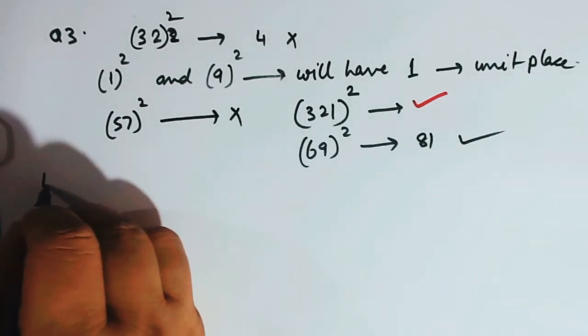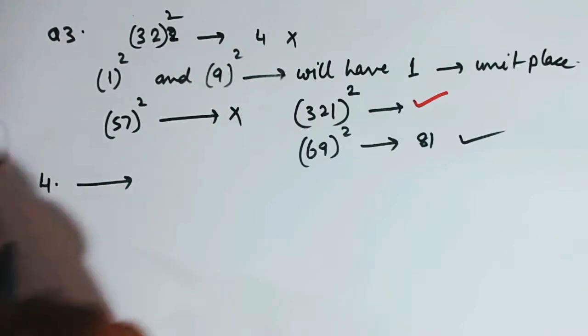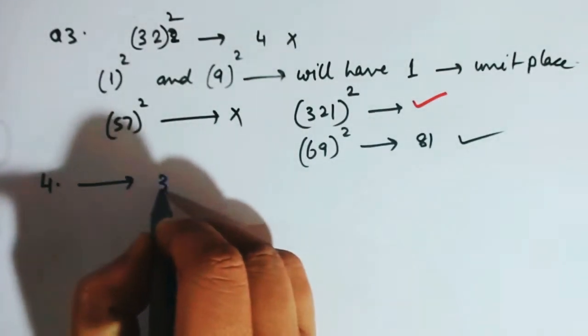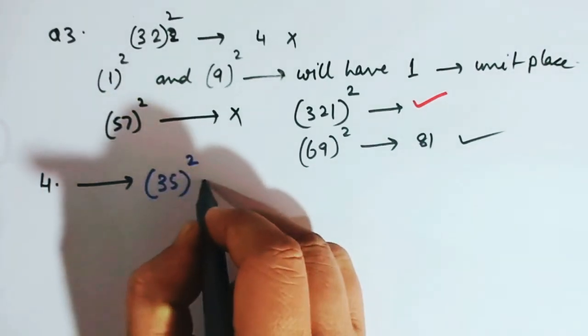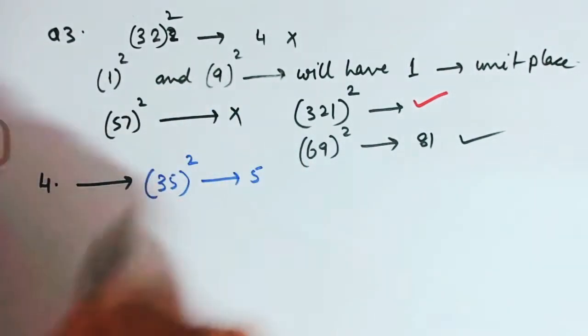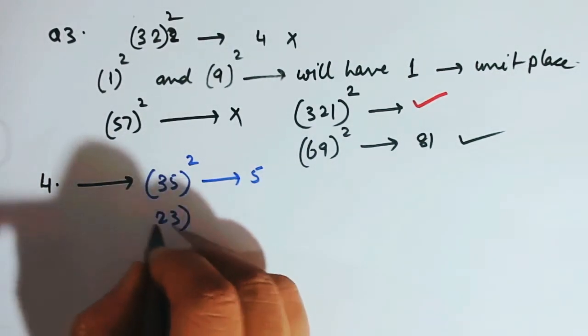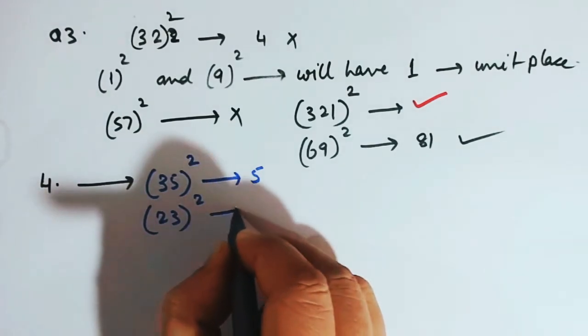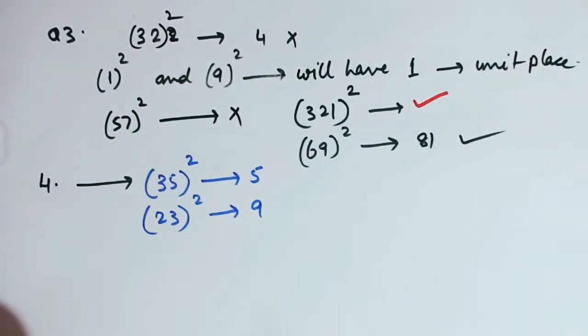So in number 4, they are just fooling us by asking us, do you think that the square of 35 will have 6 in its unit digit? So it will have 5 in its unit digit. 5 5s are 25. Similarly, 23 square, 3 3s are 9. So naturally it will not have 6 in its unit place.